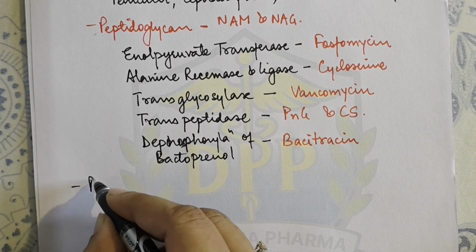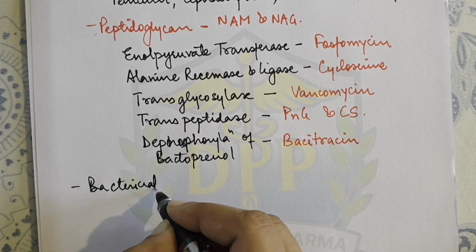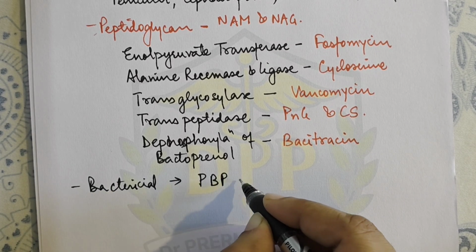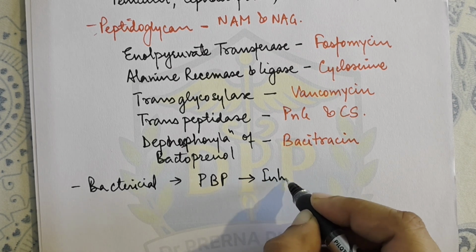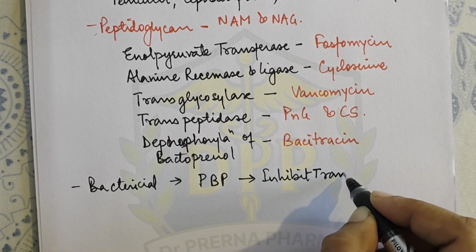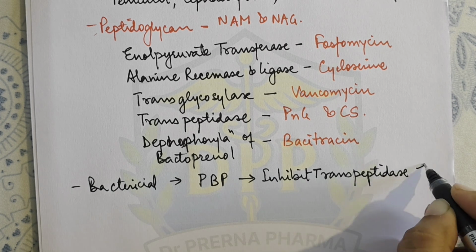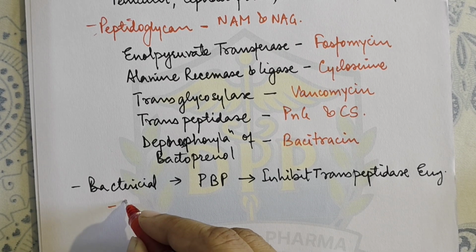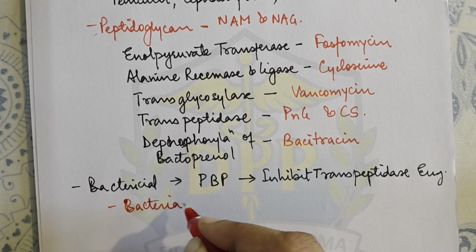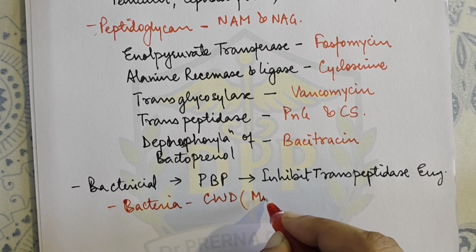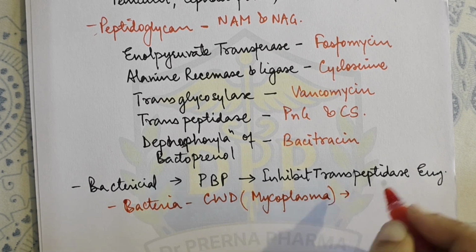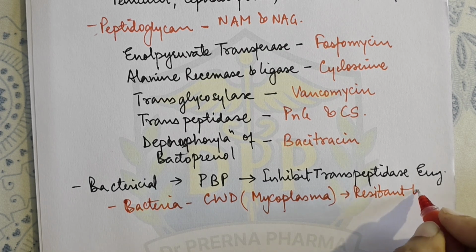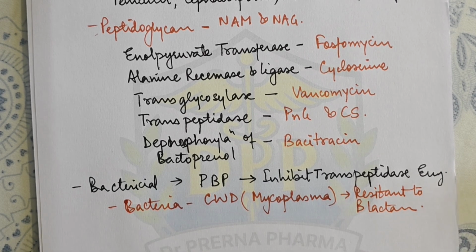Now all the beta-lactams are bactericidal. They bind to a penicillin binding protein which is there on the cell membrane, and they inhibit the transpeptidase enzyme which is responsible for the cross-linking. Then bacteria which are formed without the cell wall die. So this is how they act. Bacteria which are cell wall deficient, like mycoplasma, are resistant to beta-lactams. They are intrinsically resistant to beta-lactams, right?